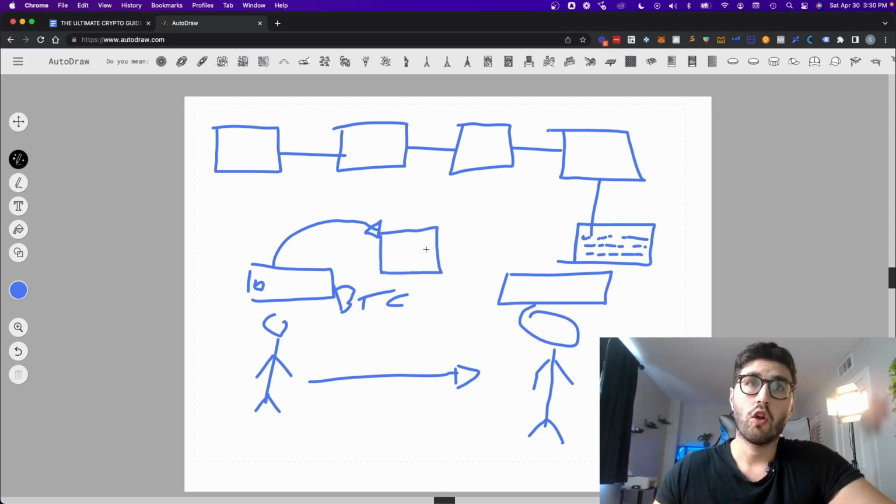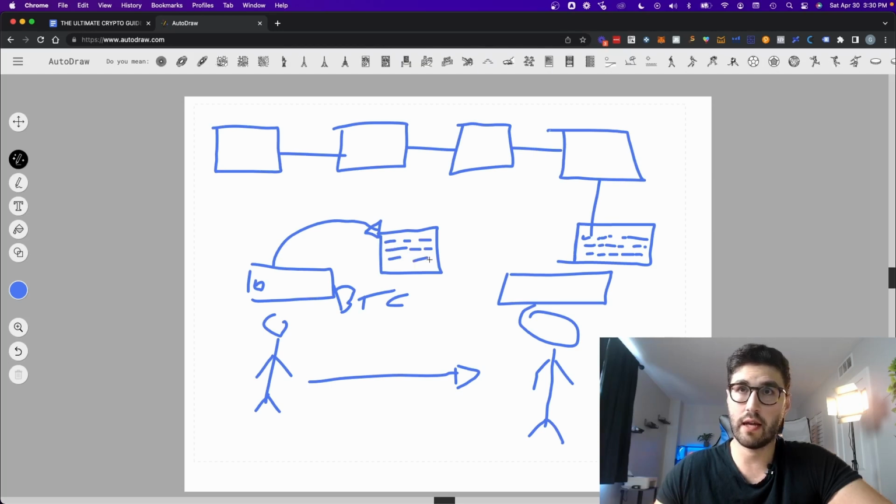So basically I want to send money to Jack, and I initiate this transaction. The transaction takes place, gets verified, gets validated, and this block is created. And once it's created, it validates the transaction, and Jack receives my Bitcoin.